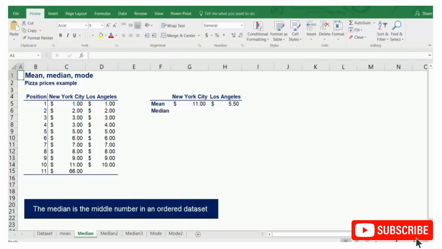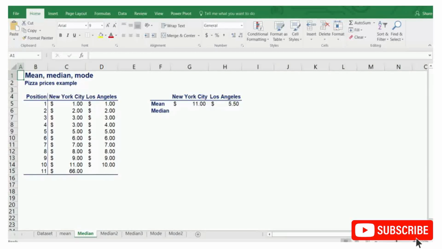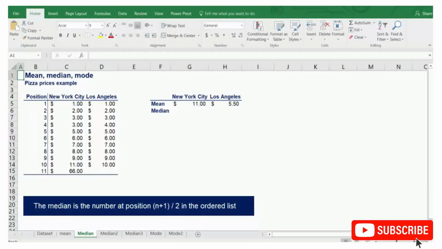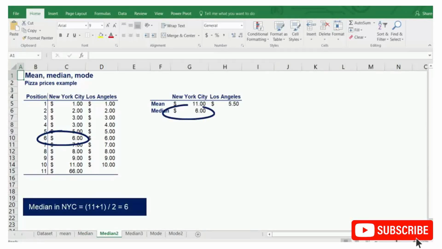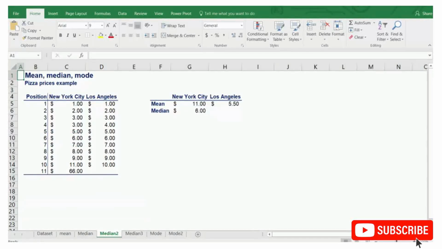The median is basically the middle number in an ordered dataset. Let's see how it works for our example. In order to calculate the median, we have to order our dataset in ascending order. The median of the dataset is the number at position (n + 1) / 2 in the ordered list, where n is the number of observations. Therefore, the median for NYC is at the 6th position, or $6. Much closer to the observed prices than the mean of $11, right?